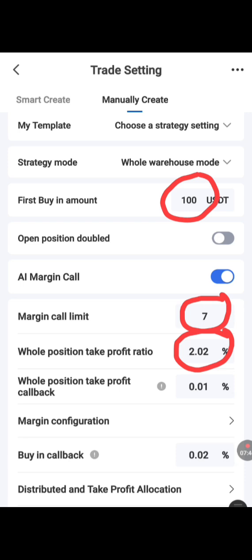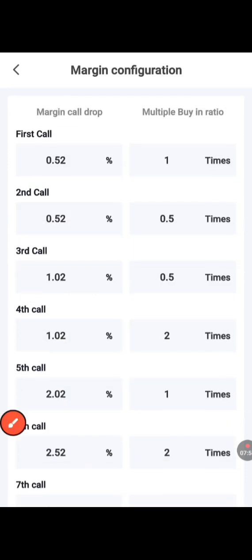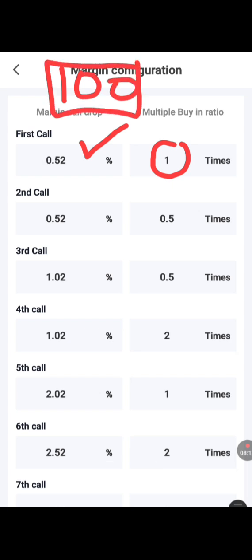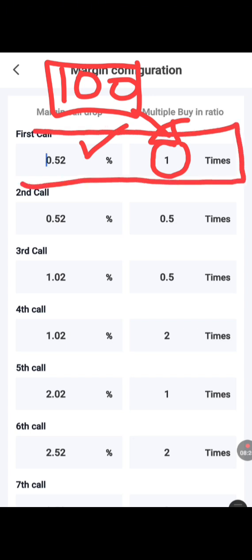What this implies is that in case the market price begins going against us after making an entry into the market, the robot will continue buying the different margin calls. If the market price drops by 0.52, we are instructing our robot to buy one time, meaning the robot will pick our $100 and multiply it by the multiple buying ratio. So at this percentage market drop, the robot is going to use $100.